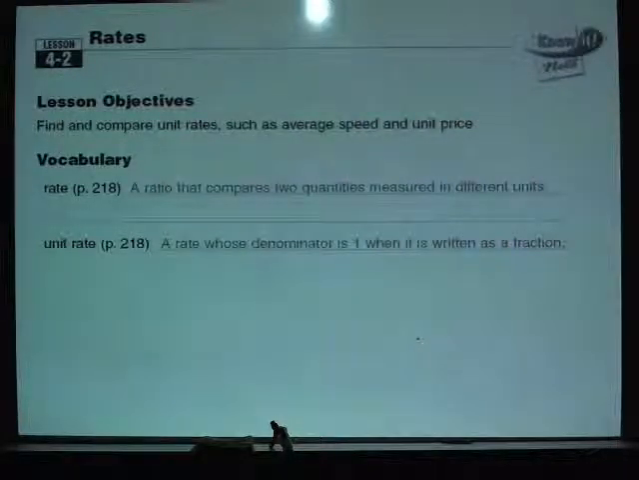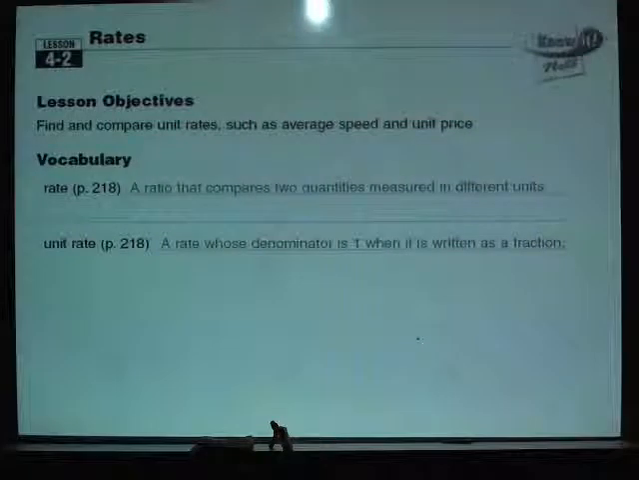A rate is a ratio that compares two quantities measured in different units. So if you remember, in the last section we were talking about ratios. Since a rate is a type of ratio, this is the logical next step for us here. Again, a rate is a ratio that compares two quantities measured in different units.